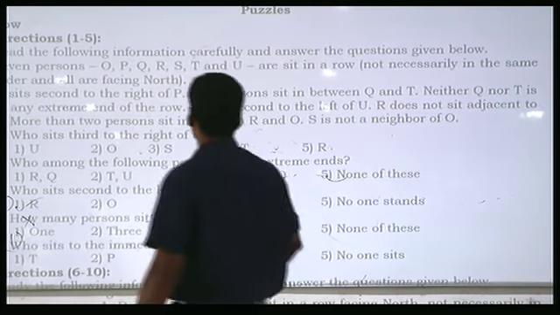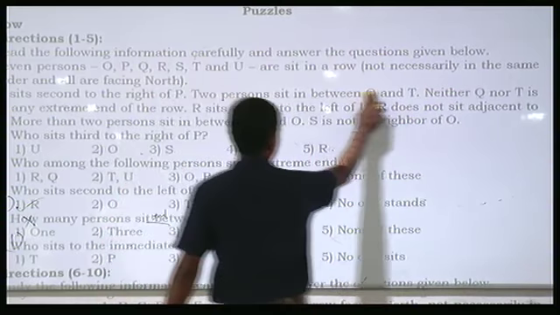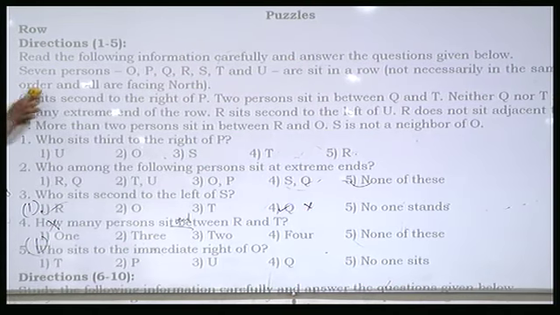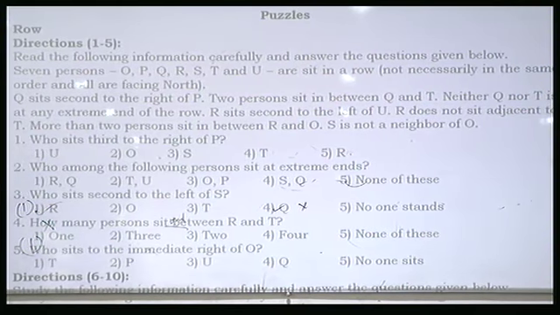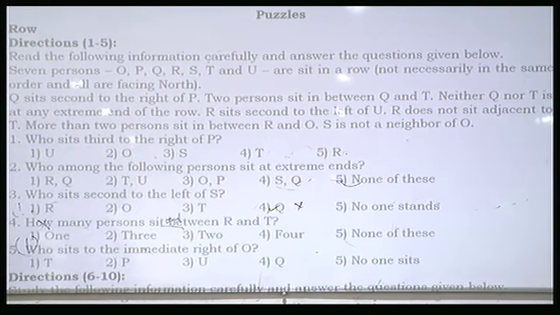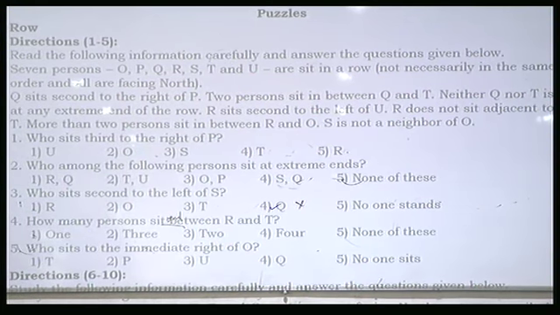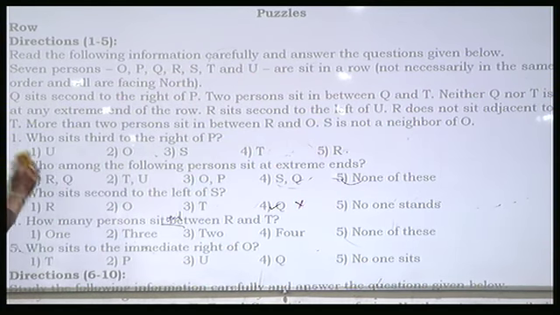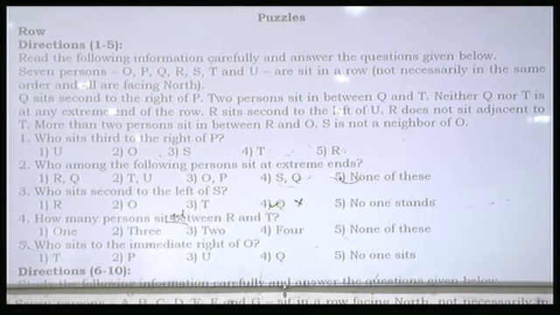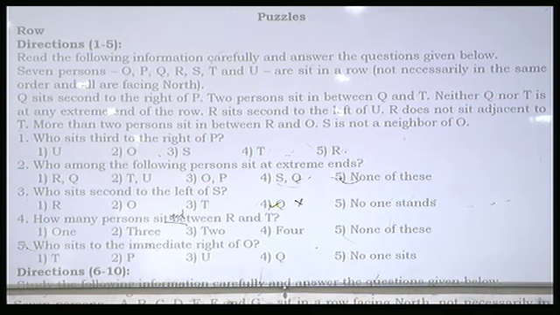The next one, 2 persons in between Q and T. Neither Q nor T is at any extreme end of the row. That is the third statement. R sits second to the left of U. R does not sit adjacent to T, and more than 2 persons sit in between R and O. S is not a neighbor of O.